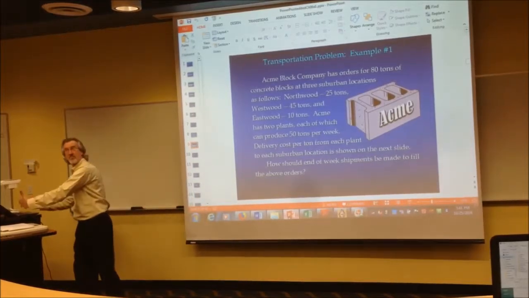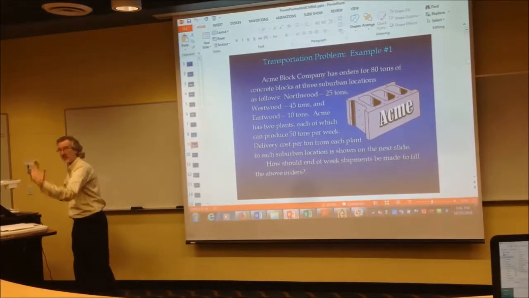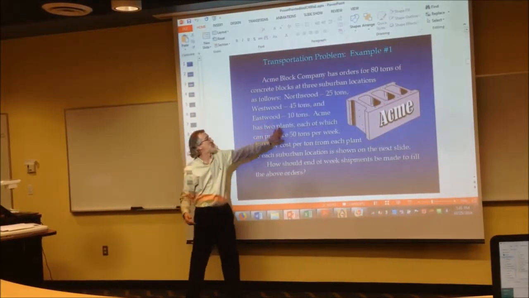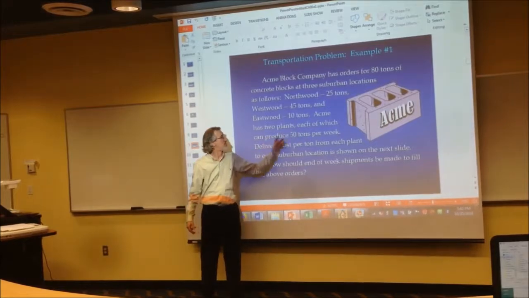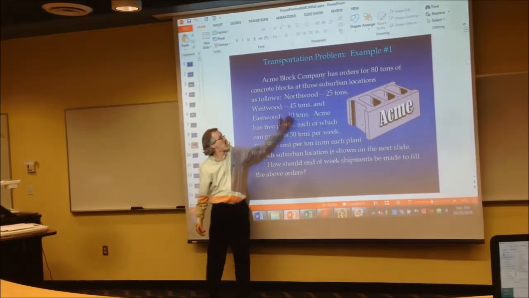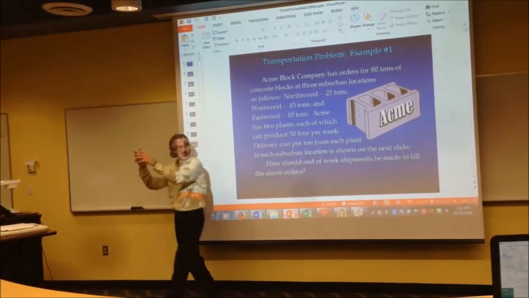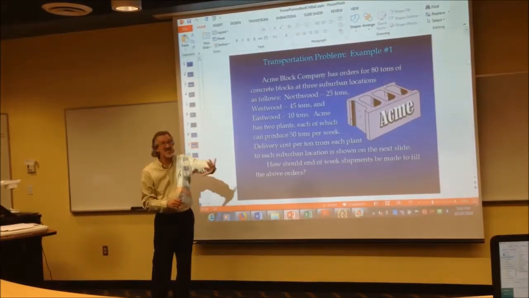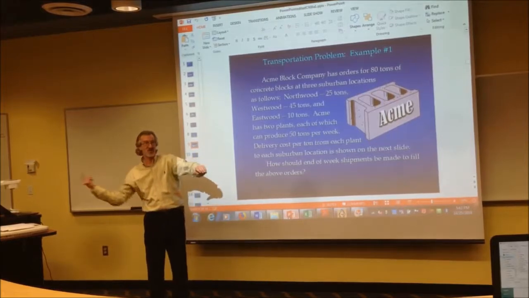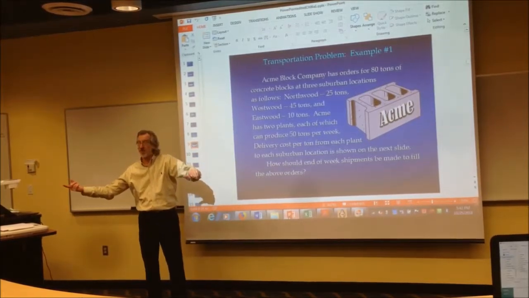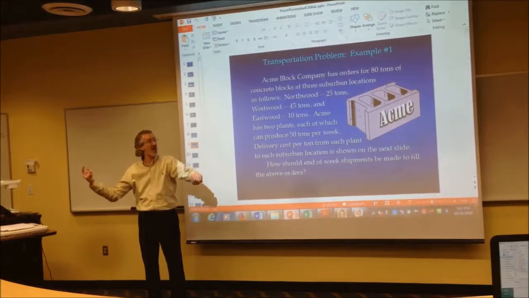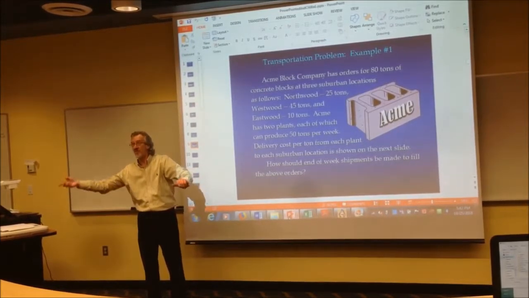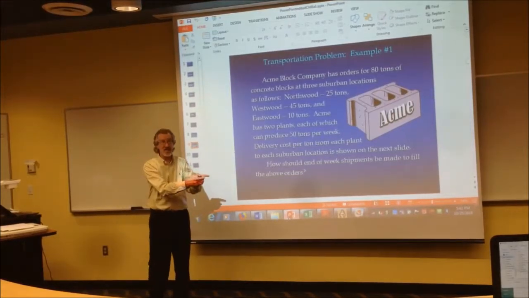Where is it coming from? Do we just have one warehouse? Do we have just one manufacturing facility? It says Acme has 2 plants. Each can produce 50 tons. And this is a weekly problem. Each plant can produce 50 tons a week, and the orders that are in for the week are 80 tons. So as you can tell right away, because we have 2 plants, there is the ability to make at least 80 tons, and if we need more, we can make more. 50 is 100, and we only have 80 heading out the door.